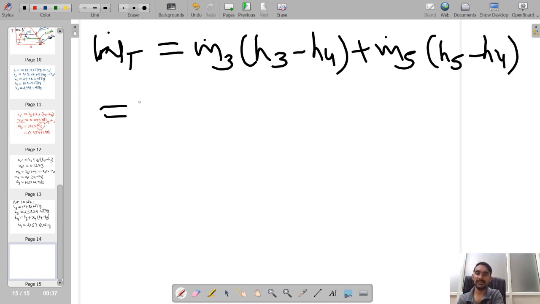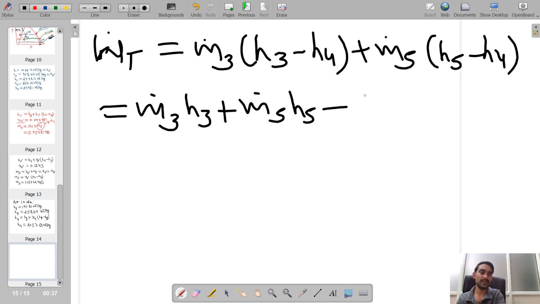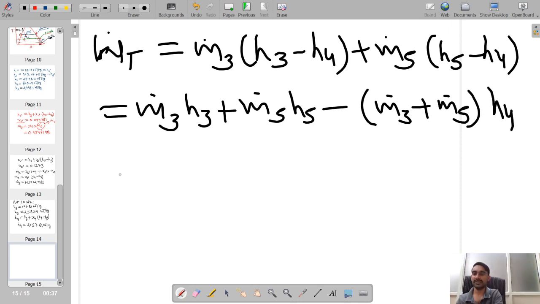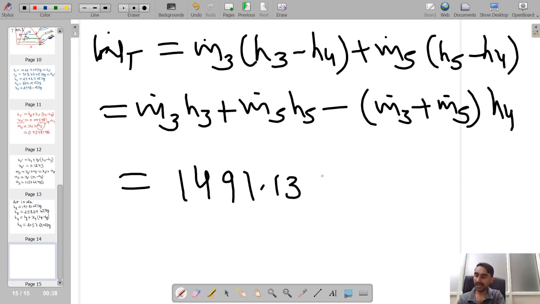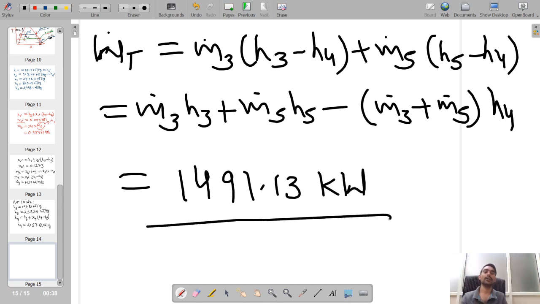If I simplify this equation, I can write m dot 3 into H3 plus m dot 5 into H5 minus (m dot 3 plus m dot 5), with H4 common. If I substitute all these values, I finally find the value of power as 1491.13. This is in kilojoule per second, because we are multiplying with kg per second. Kg cancels, so kilojoule per second is our kilowatt.